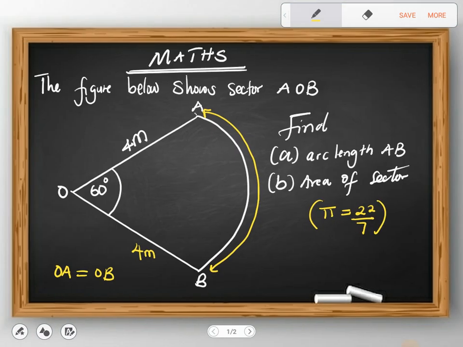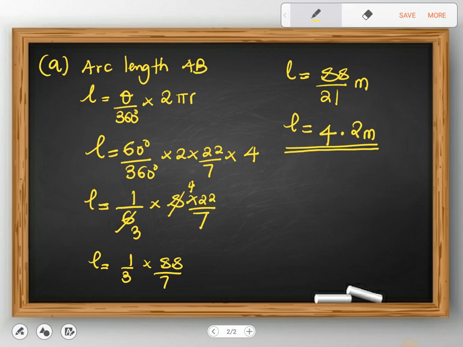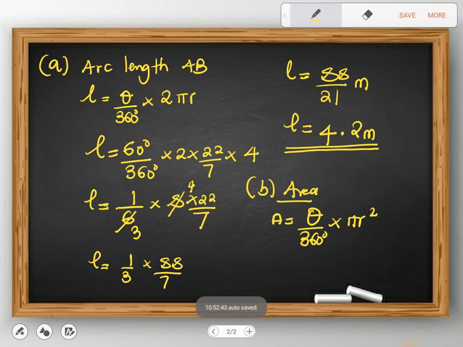Next is the area of the sector. Now, how do we find the area of a sector? Now, to find the area of a sector, I'll just write it from here. The area of a sector is given by area is equal to theta over 360 degrees multiplied by pi r squared. Now, these two formulas are usually confused. Don't confuse these two.